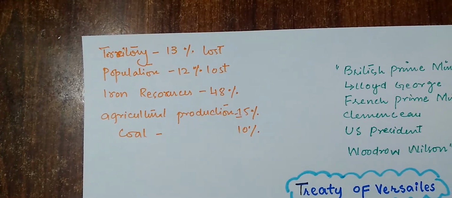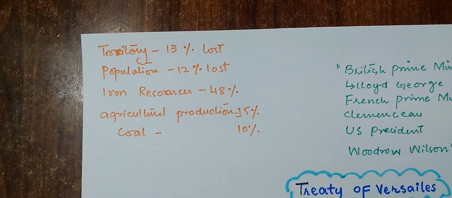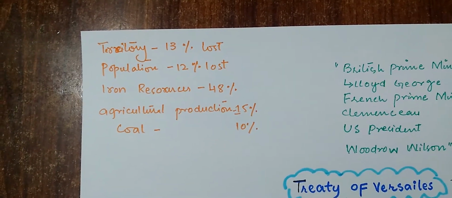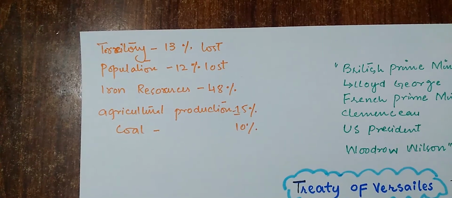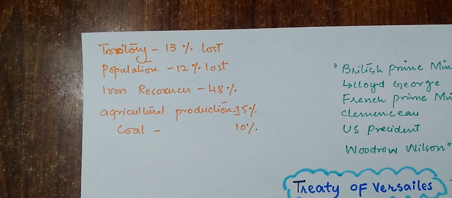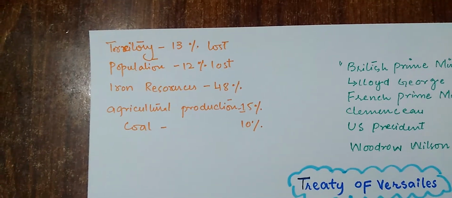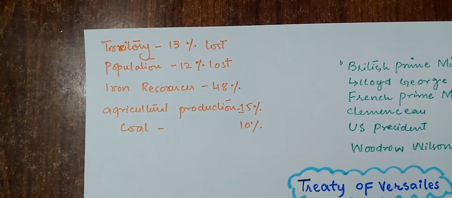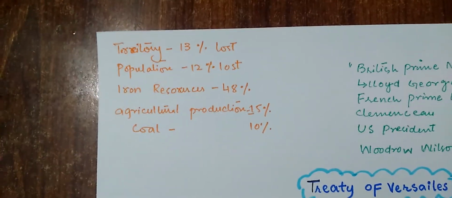Germans lost almost 13% of their territory and 12% of their population. Iron resources were lost almost 48%, agricultural production almost 50%, and coal 10%, and a lot more problems and conundrums were created in that country as well.